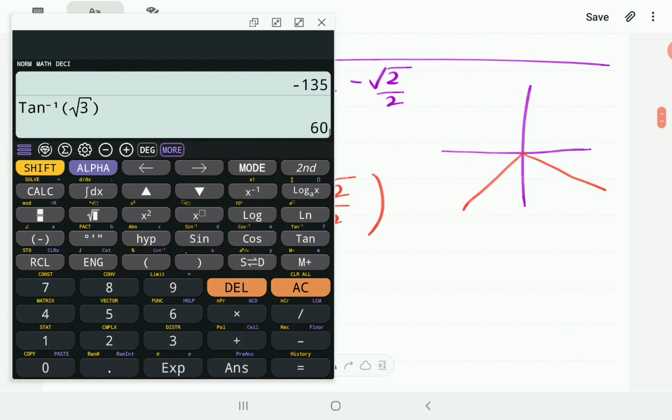So punching that in the calculator, inverse sine of negative root 2, divided by 2, that gives us negative 45, so that must be that one there.